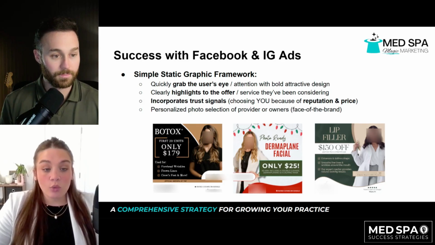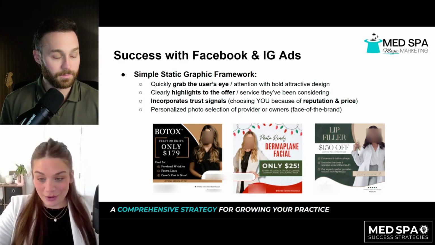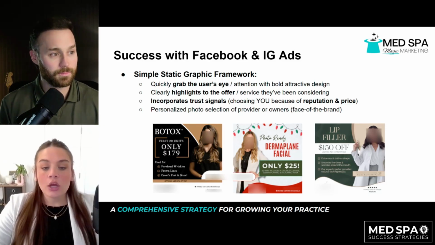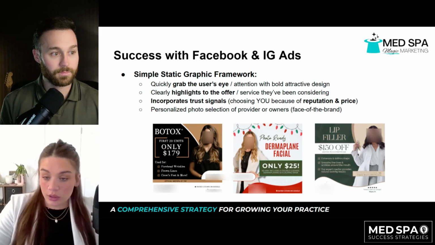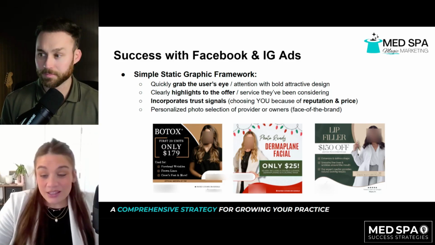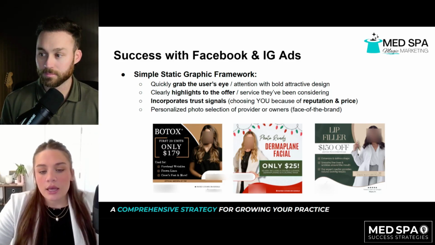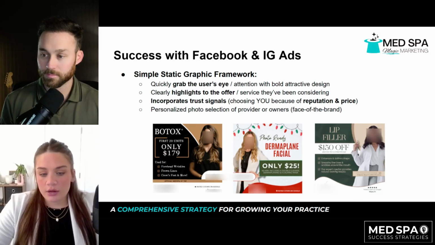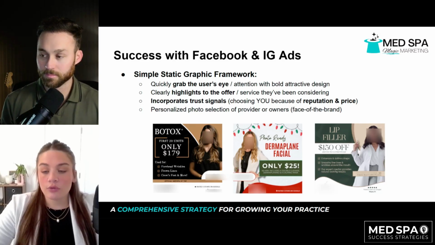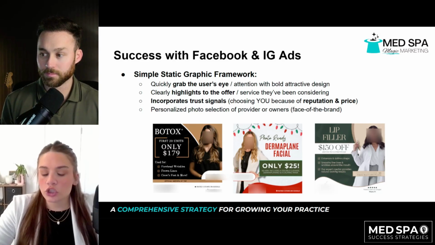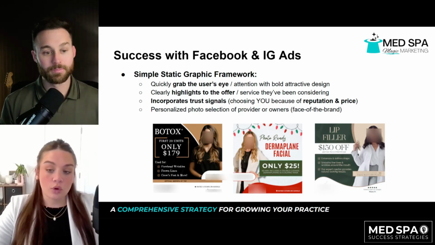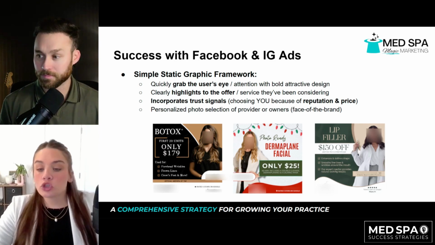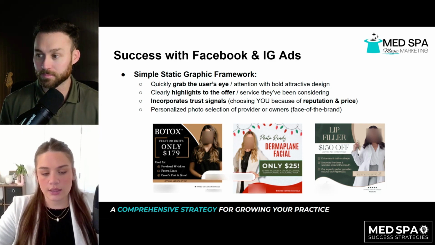The next thing is we want to incorporate trust signals. So utilize pictures of providers. On almost all of our graphics, we're using pictures of providers. We'll talk about in a minute here that we test model images as well quite often. Sometimes it works better than others. But you want to utilize your providers, start building on factors of know, like, and trust so that they're not just choosing you based on the promo, but also based on your credentials or what your providers know, what your star rating is on Google, things like that as well.